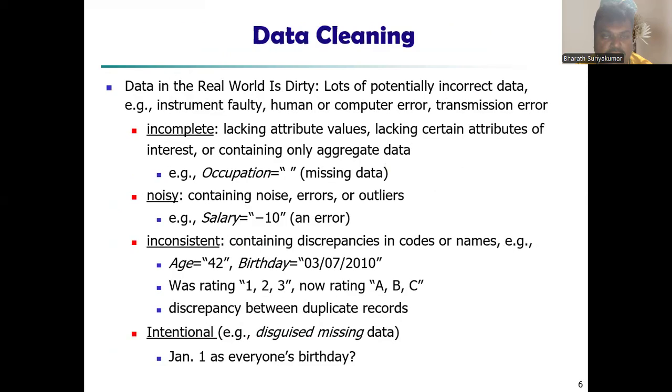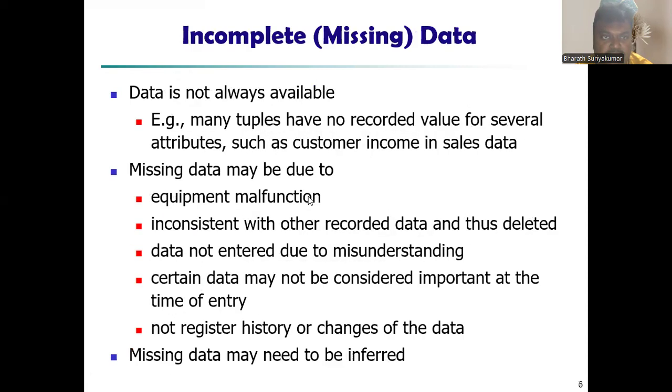Data cleaning. So what is the process of data cleaning? Data in the real world is dirty, with lots of potentially incorrect data, for example due to faulty instruments, human or computer error, or transmission error. Incomplete means lacking attribute values, lacking certain attributes of interest, or containing only aggregate data; for example, occupation equals missing data. Noisy means containing noise, errors, or outliers; for example, salary equals an error. Inconsistent means containing discrepancies in codes or names; for example, age or rating discrepancy. Intentional: disguised missing data, such as everyone's birthday being January 1.